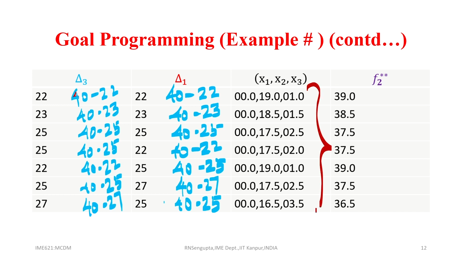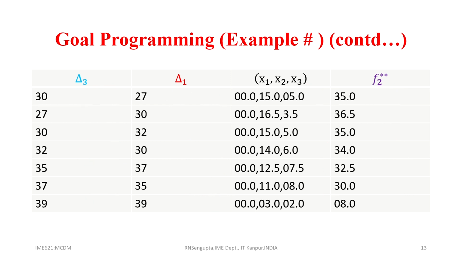third column, and the value of f 2 double star, which is for the second objective, and double star means because as they are changing, are given here. So, if you see the values of 39, 38.5, I am reading the last column, would almost be the same, but the combination of x 1, x 2, x 3 would change, and I will come to that. Corresponding to more such combinations of delta 3 and delta 1.